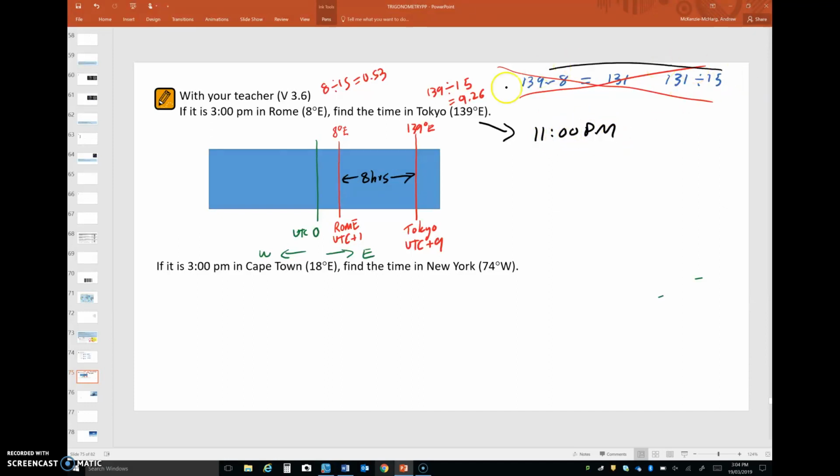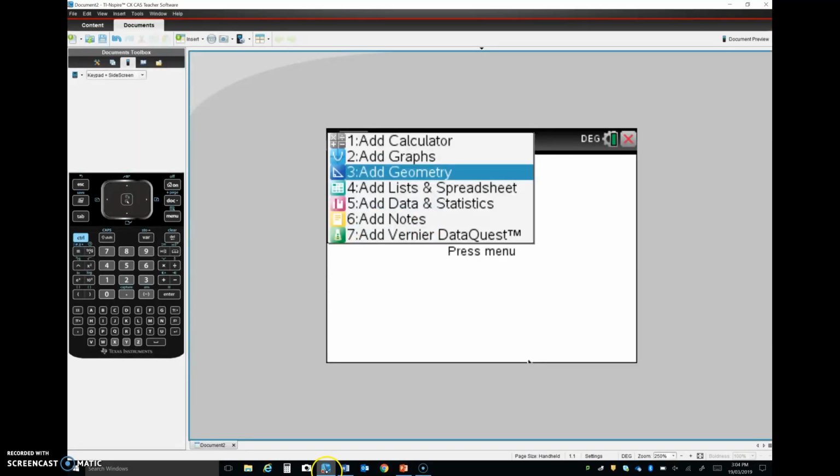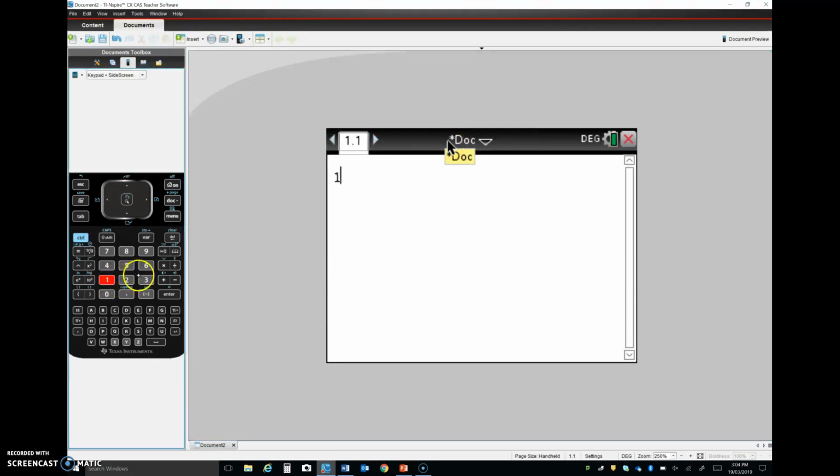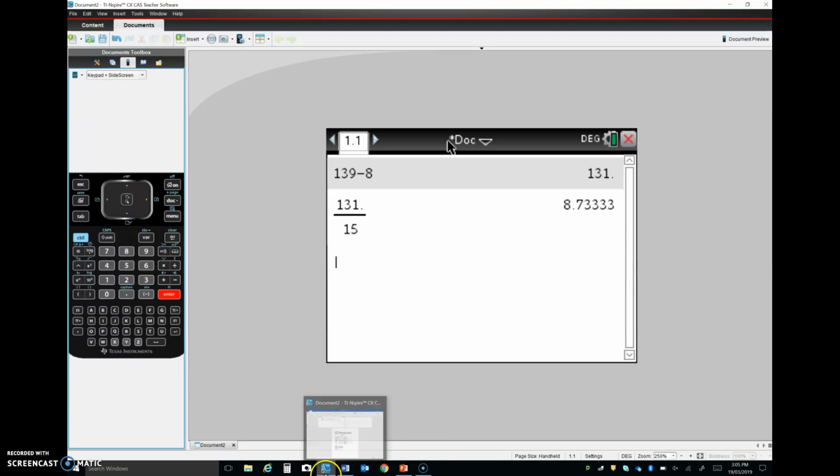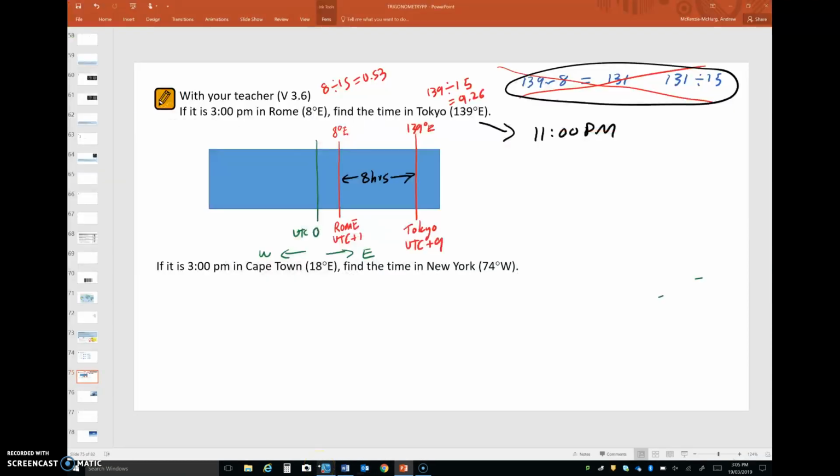Now, getting back to this that I was talking about here, let's say we just found the angular separation between the two and divided that by 15. So 139 take 8 and divide it by 15. You can see that that tells us 8.73, and we would round that to 9 hours, and we'd be thinking, oh, the time difference between Rome and Tokyo is 9 hours. But that's not true. It's actually 8 hours. And it's very important that we compare both places to Greenwich Mean Time, not to one another.